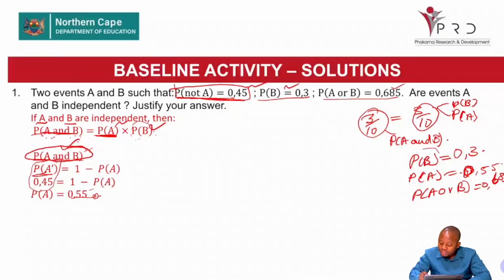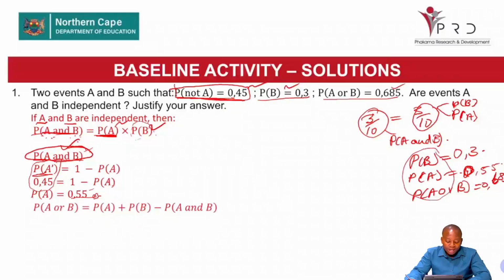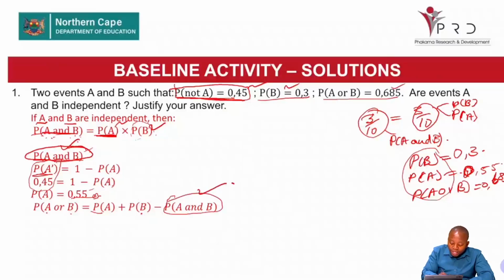We can see that we can now use the addition rule to find the probability of A and B. So we can say our rule reads as follows. The probability of A or B is equal to the probability of A plus the probability of B minus the probability of A and B. So we are looking for the probability of A and B. So what do we get? We have the probability of B. We have the probability of A using the complementary rule. We have A or B as it is given. Then we can easily find the probability of A and B.